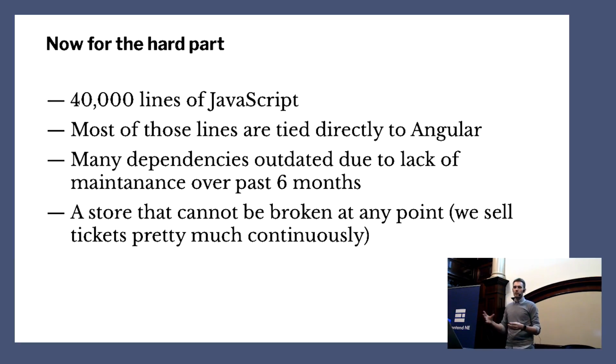Also, the store had been built and released, and it was working, and we're still a relatively small company, so a lot of people were shifted off working on the store to other things. So it had been kind of dormant for the last few months, working but not being actually improved. We all know how JavaScript is these days. If you don't update something every day, it's out of date. So we had to deal with the fact that we had some outdated stuff. And also the crucial thing here is that we could never break the store at any point. We sell tickets pretty much continuously. We can't afford to have a day where it's broken because we're mid-migration or whatever.